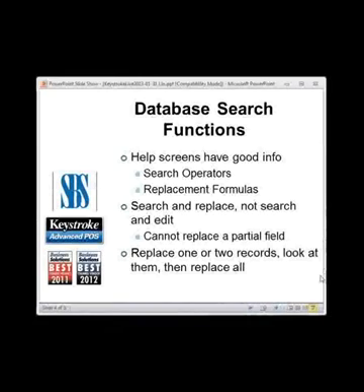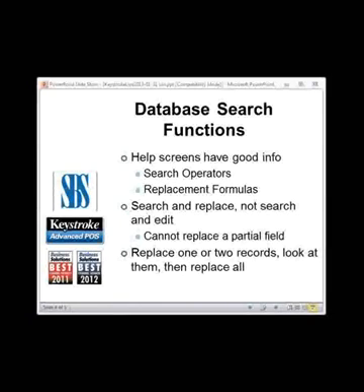When you first do this, it's good to really test things out, and I'm going to show you how this works in Keystroke. You want to replace one or two records, then stop your search procedure, go back and look at those particular records to make sure your search and replace function is working the way you want it to work. And then you can have Keystroke go through and replace everything that meets your search criteria.